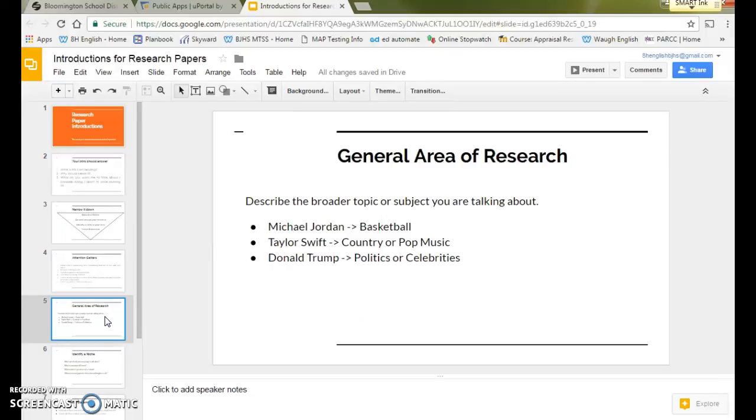Next thing you do is you can start talking about the general area of your research. So you're talking about a broader topic or a broader subject. If you decide that you were going to talk about Michael Jordan's basketball career, you could start talking about basketball in general, or basketball in the 90s, or the Bulls in the 90s. If you wanted to talk about Taylor Swift and how she changed from country music to pop music, you could talk about the music industry as a whole. You could talk about country music as a whole, or popular music as a whole. If your paper is about Donald Trump, then you could talk about the current political climate, or politics in general. You could talk about celebrities, how celebrities have influenced society. Things like that will help focus your topic on what you're actually going to write about.